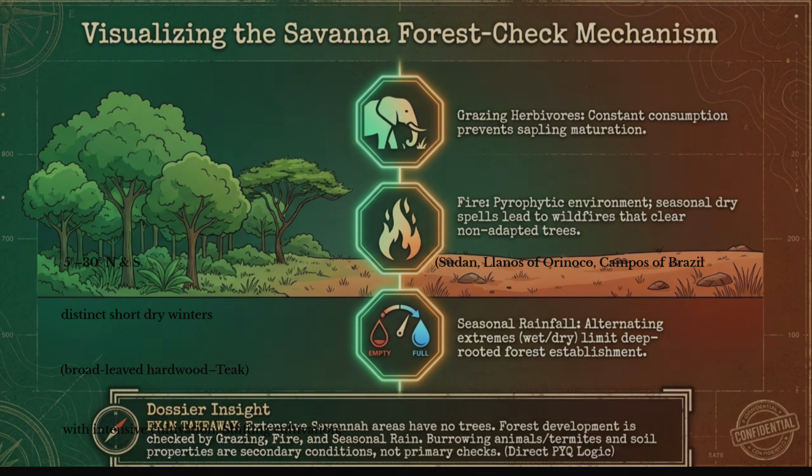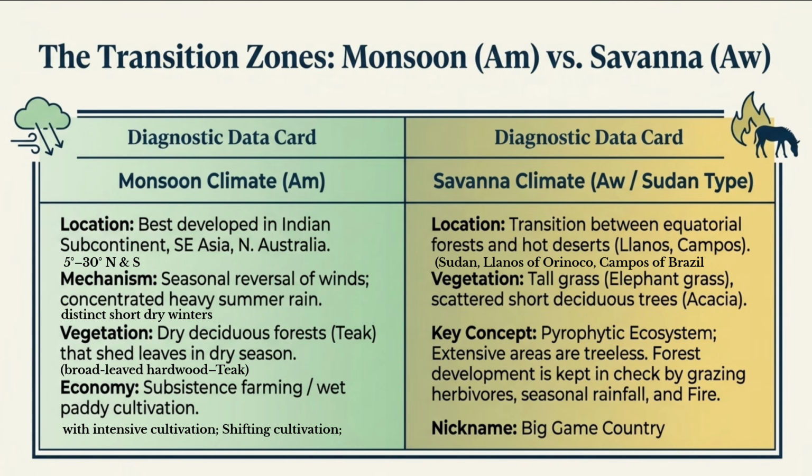2. Tropical monsoon climate, Am. Location: 5 degrees to 30 degrees north and south. Best developed in the Indian subcontinent, Southeast Asia, Northern Australia. Climate: seasonal reversal of winds. This is the defining and typical characteristic of monsoon climate. Concentrated heavy summer rain. Distinct short dry winters.